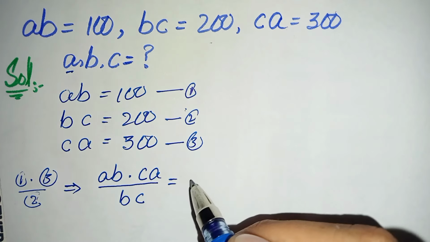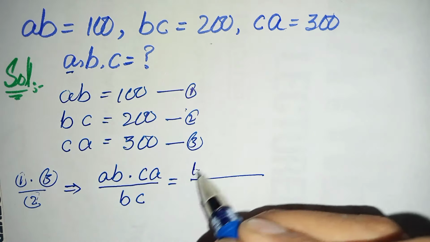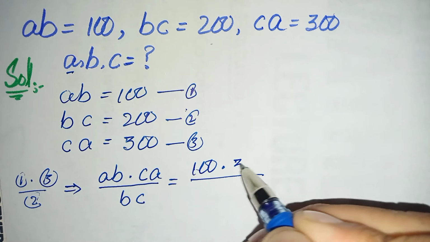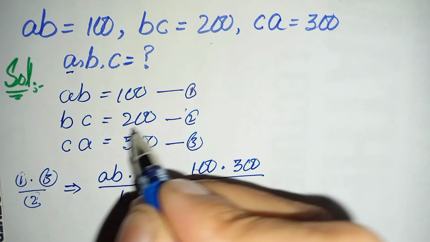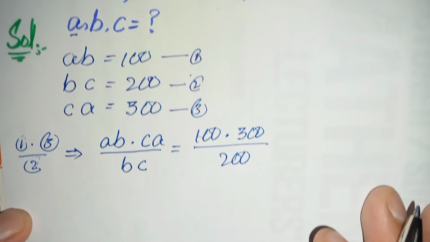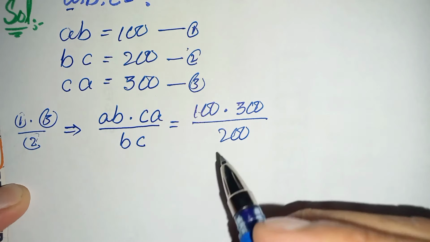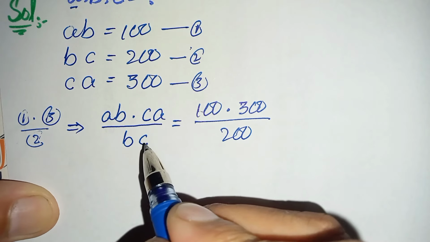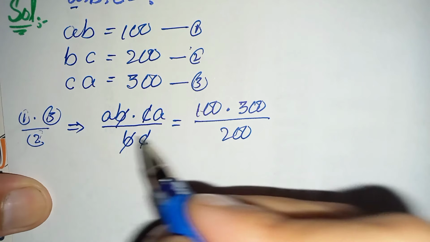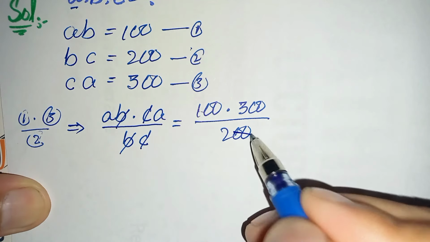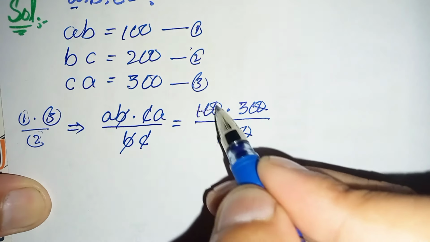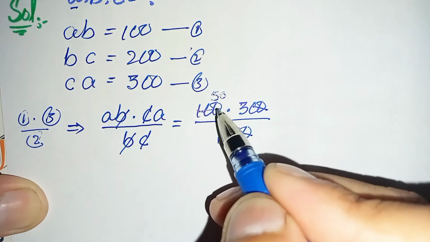So the value of AB is 100 times the value of CA, which is 300, and the value of BC is 200. So here we will do some cancellation in the left hand side and in the right hand side. In the left hand side we will cancel this C with C and B with B. In the right hand side we will cancel these two zeros with these zeros. And here 2 times 1 is 2, 2 times 50 is 100.